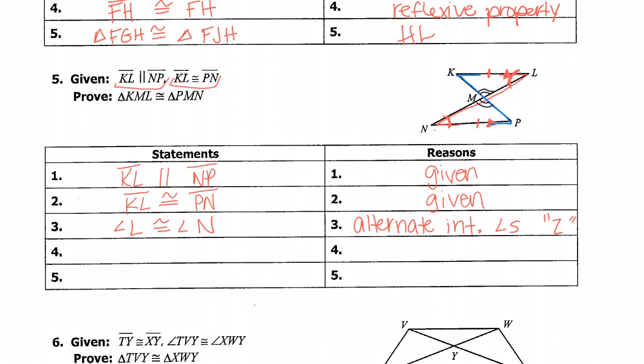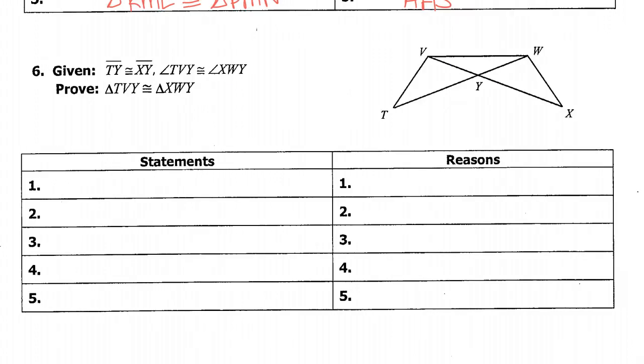We also know that we have vertical angles. So I said angle KML is congruent to angle NMP. So lastly, these two triangles would be congruent by angle side. For number 6, what I came up with is that we didn't need this last part right here. So go ahead and cross out that row.